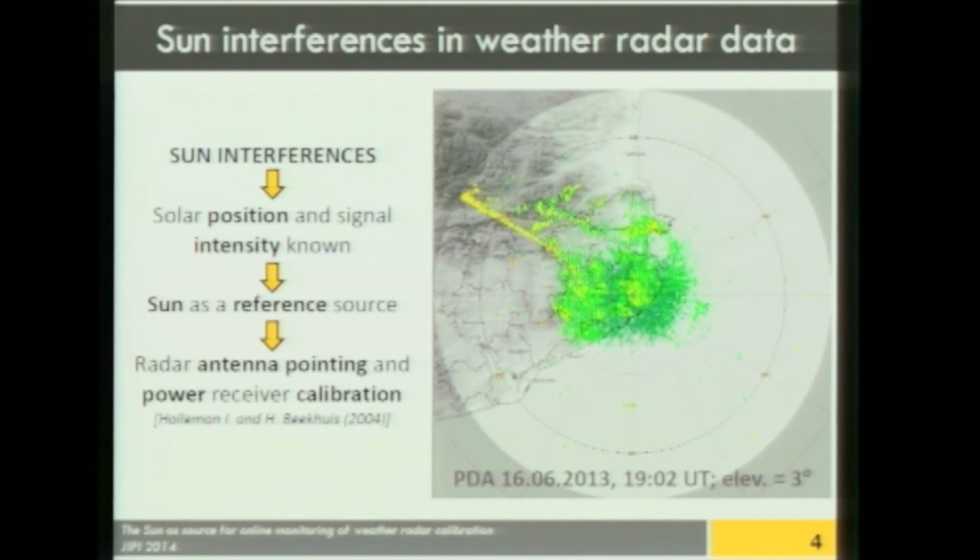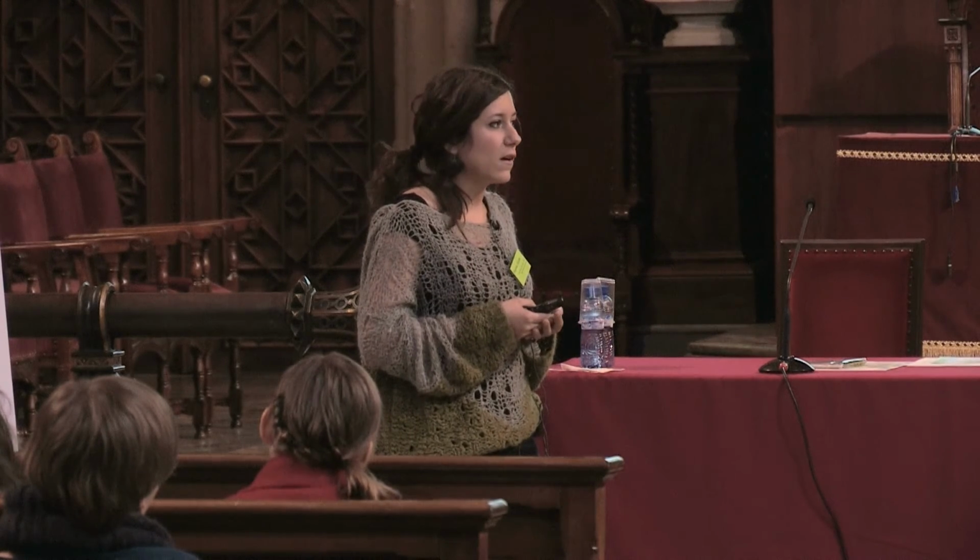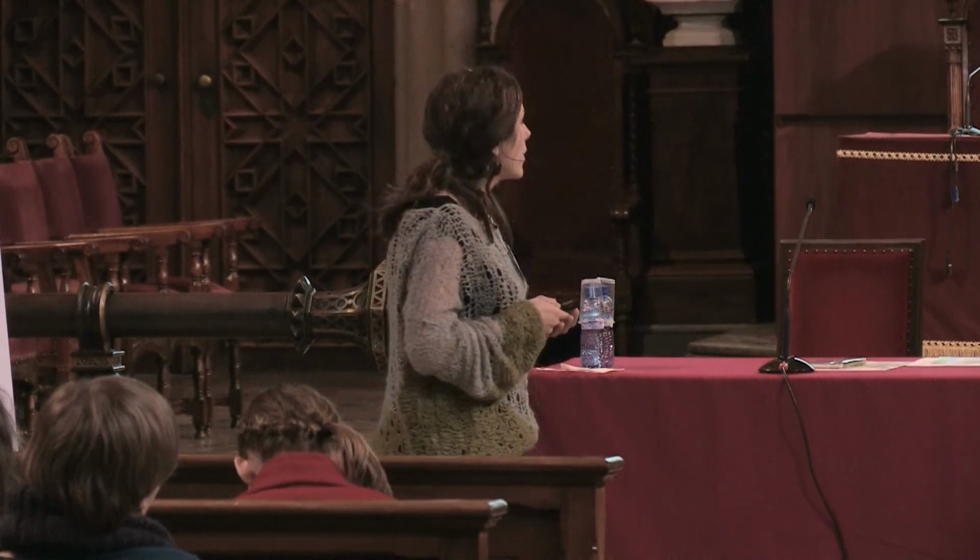When we look at the radar images, the sun interferences appear as these spikes in the direction of the sun. And the nice thing about this is that because we know the position of the sun in the sky, the elevation and the azimuth, and also the power level of its signal, we can use this data to check whether the antenna of the radar is correctly pointing and whether the radar receiver is well calibrated in power.